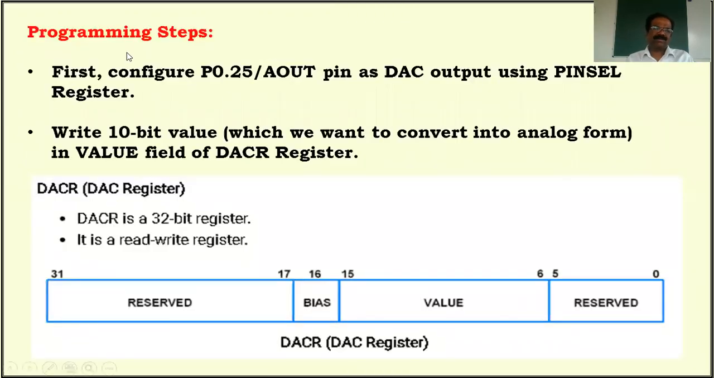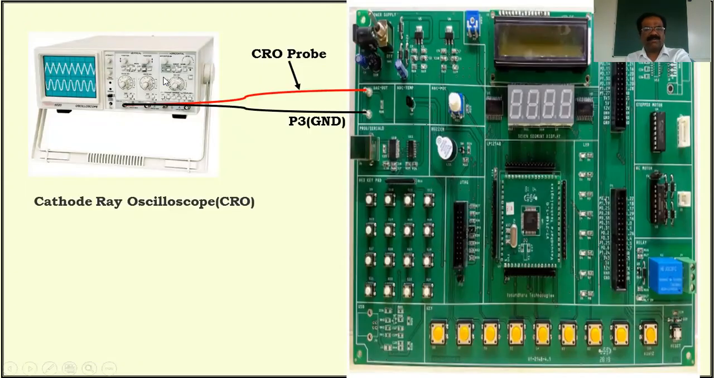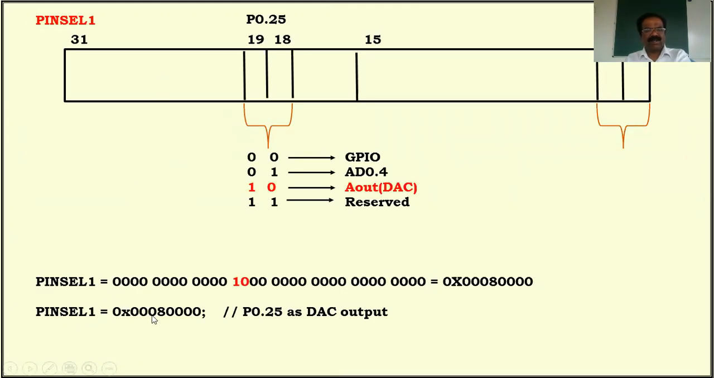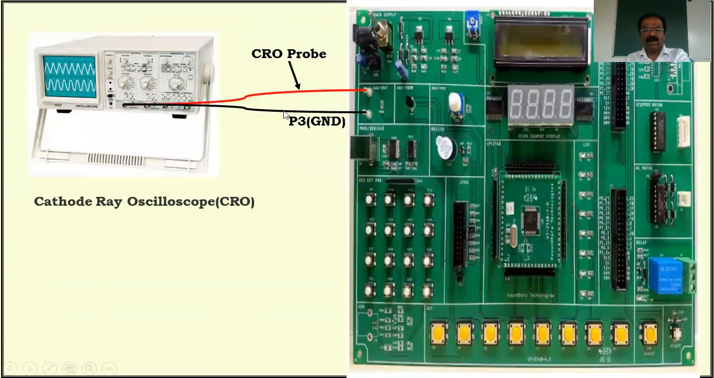Now, programming steps. What is the first step? Configure P0.25. That is, we have to configure P0.25 as an output pin. I already explained this particular step. If you want to implement this, we have to go for this particular instruction. Once you write this data into pin select 1, we configure P0.25 as AOUT, that is analog out for DAC. There you have to take the output, which is displayed on the CRO.